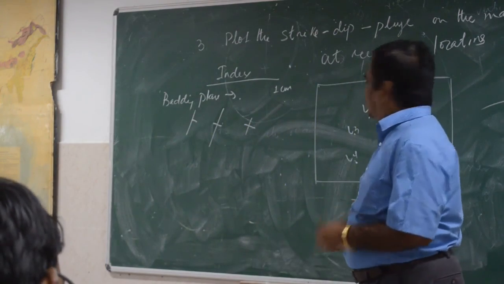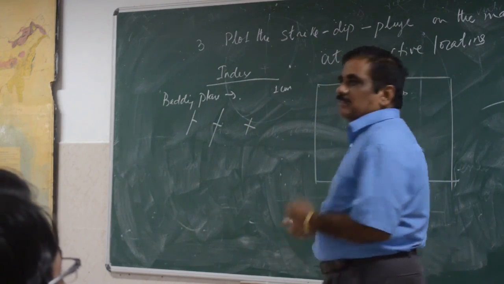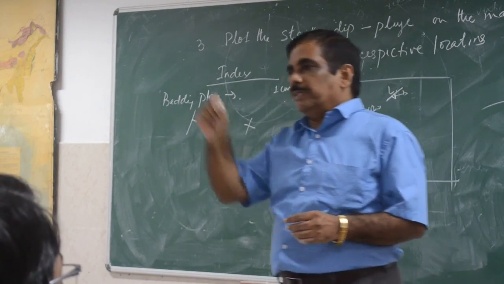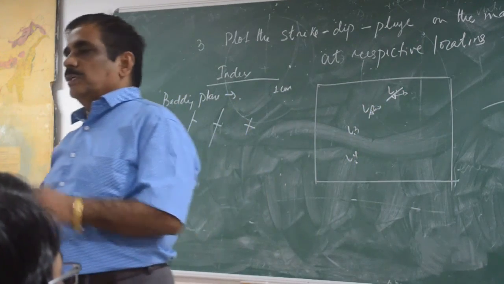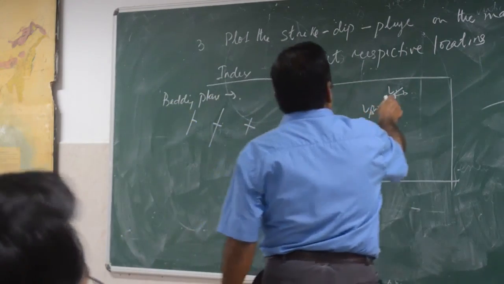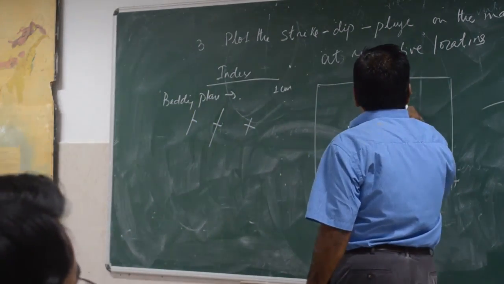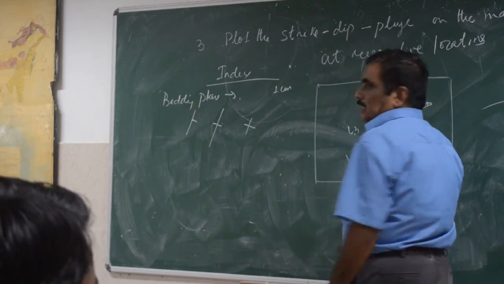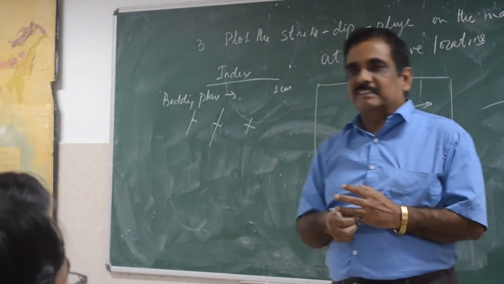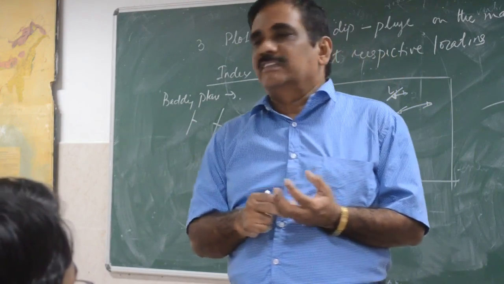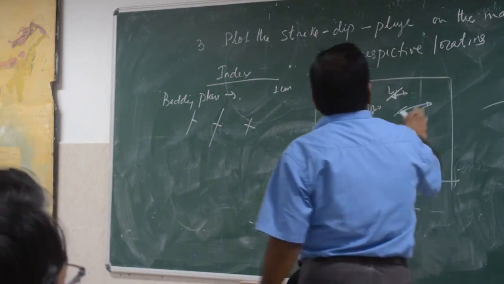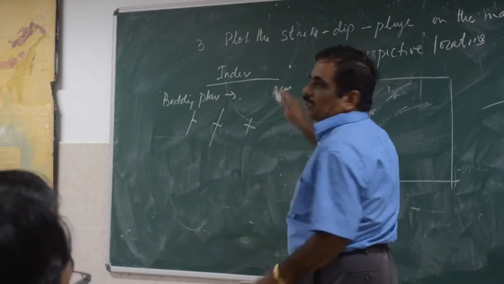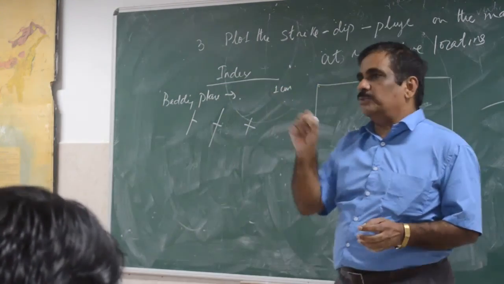Dip direction, maximum. Accordingly, depending on the data positions and locations, you range this length. It should look nice, no? Understood? Maximum 1 centimeter line you can draw the first time. Accordingly, you value this.